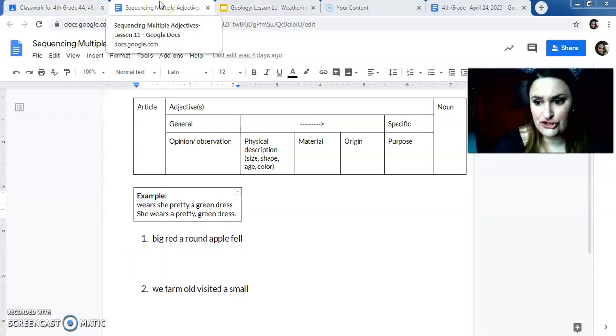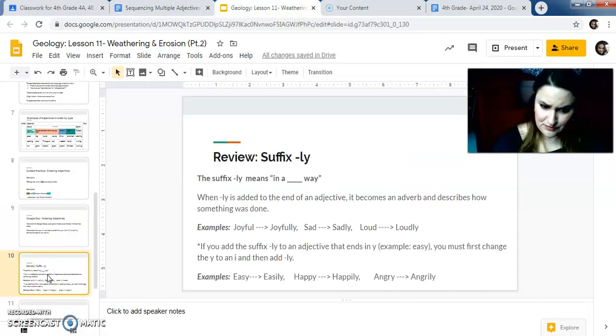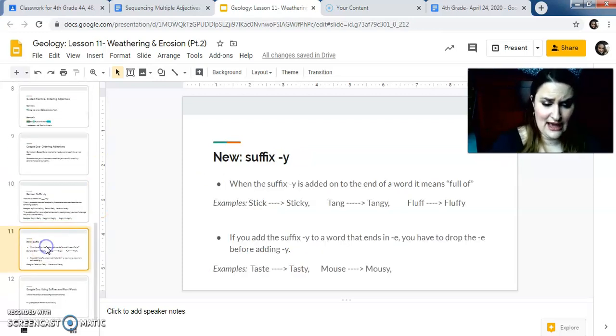When you finish doing this Google Doc, you're going to review suffixes. So remember we did the suffix last week. If it ends in ly, it means something is done in some type of way. You can review the rules for that at the bottom of this page. We have a new suffix, which is a word that ends in y. So when the suffix y is added to the end of a word, it means full of something.